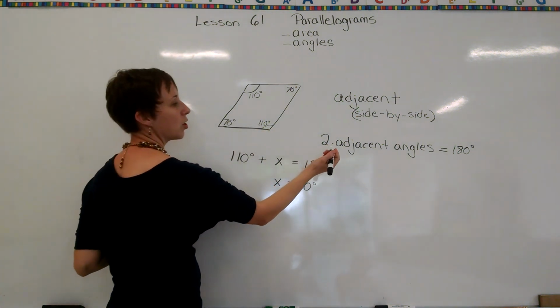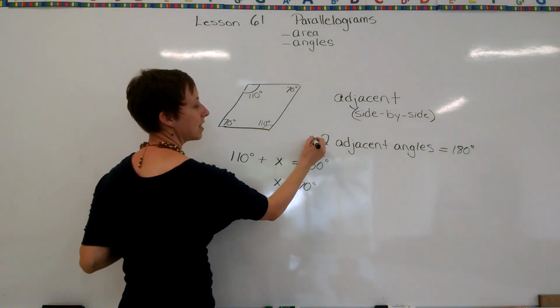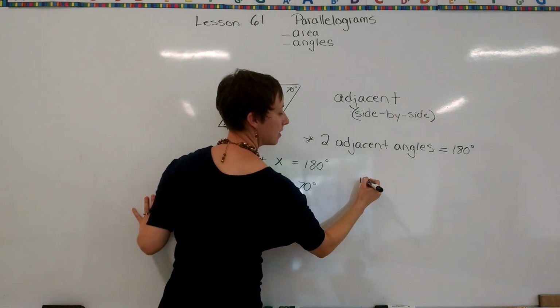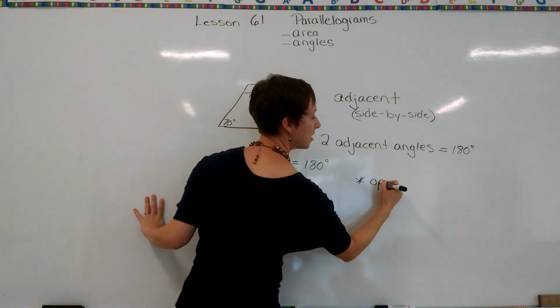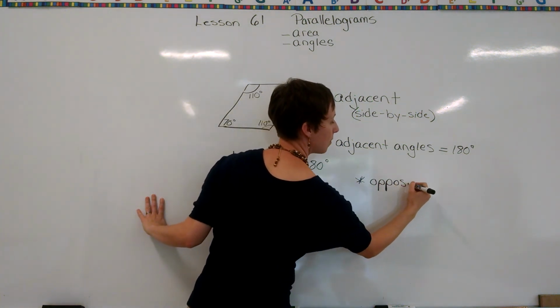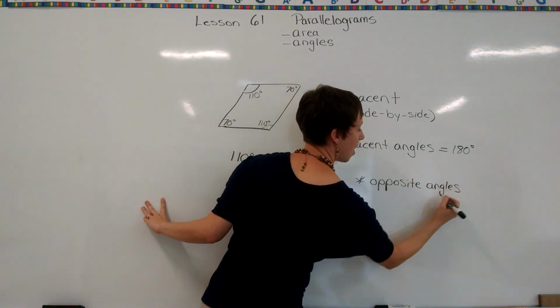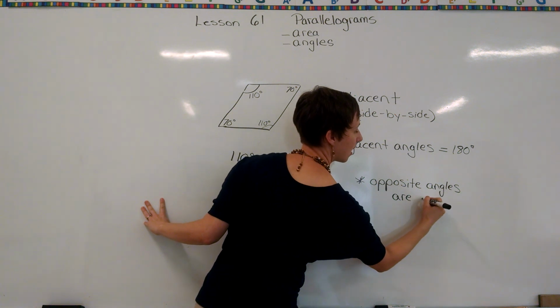Write both of those rules on your paper, please. That the adjacent angles add to 180, and that opposite angles, which means ones on the opposite side of the shape, are the same. They are congruent.